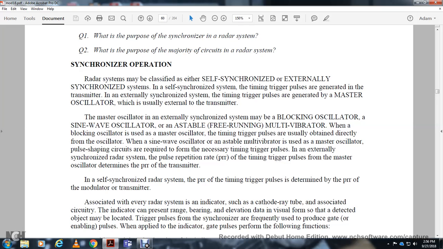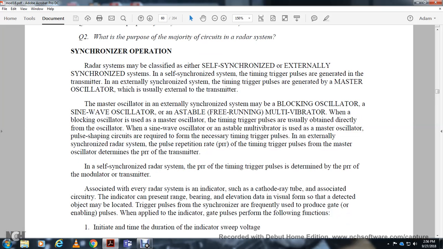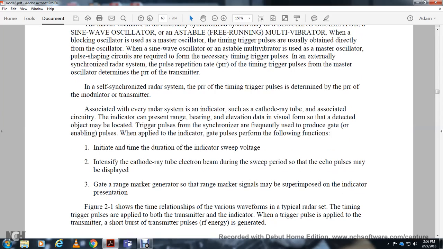the pulse repetition rate of the modulator and transmitter. Associated with every radar system is an indicator, such as a cathode ray tube with associated circuitry. This indicator presents the range, the bearing, and the elevation in a visual form of the image, so that the detected object can be located. The trigger pulse is synchronized frequently to either gate or enable the indicator. The gate pulse performs the following functions.